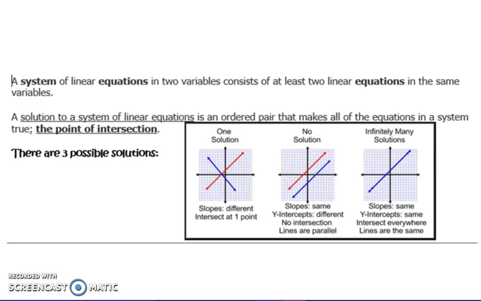If we look, first of all, a system of linear equations in two variables is at least two linear equations in those same variables. Now, we can have three different types of solutions. We can have one solution, which is where the slopes are different and they intersect at one specific point. We can have no solution, where our slopes are the same, but our y-intercepts are different. That means these lines will never intersect and they're going to be parallel to each other. Or we can have infinitely many solutions, which means both our slopes and the y-intercepts are the same.